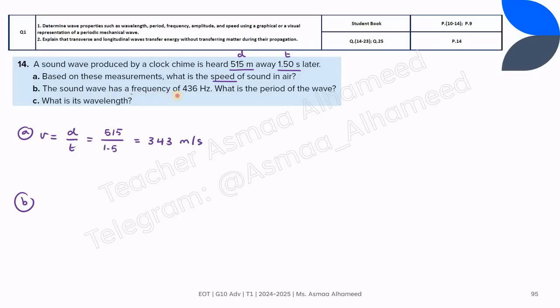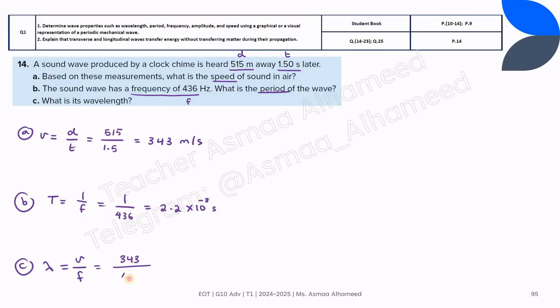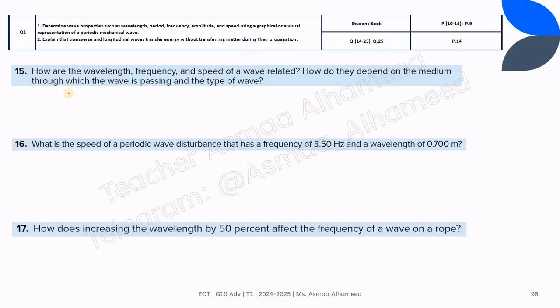Now we go to part B. The sound wave has a frequency, so this is f. What is the period? Period is the inverse of frequency, so we say 1/436, and the answer will be 2.2 times 10 to the power minus 3 seconds. Part C. What is the wavelength? Wavelength is equal to V over F. We calculated V as 343 and F is 436, and the answer will be 0.78 meters.